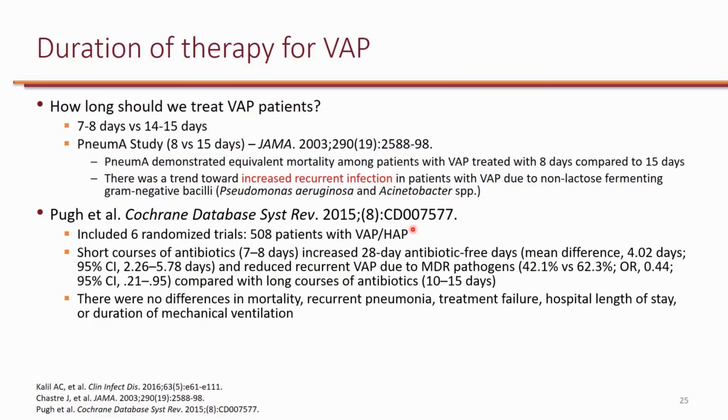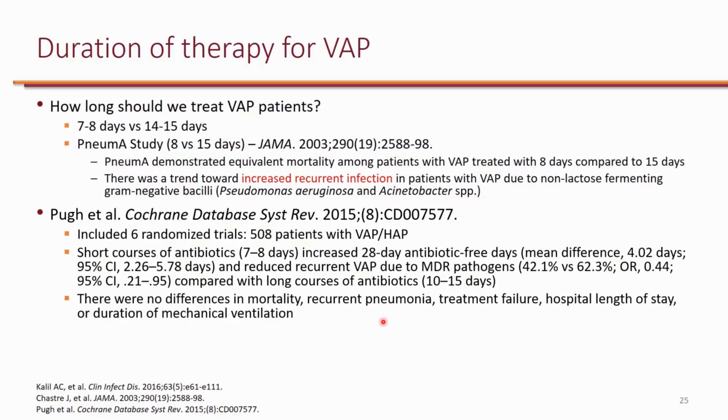Now, things started to heat up when a Cochrane review in 2015 compared short-term therapy to long-term therapy in patients with HAP and VAP, and found that in the group of patients who got a short course of antibiotics, let's say 7 or 8 days, there were increased 28-day antibiotic-free days and reduced recurrent VAP due to multi-drug resistant pathogens. In other words, patients who had longer duration of therapy actually had more multi-drug resistant pathogens.